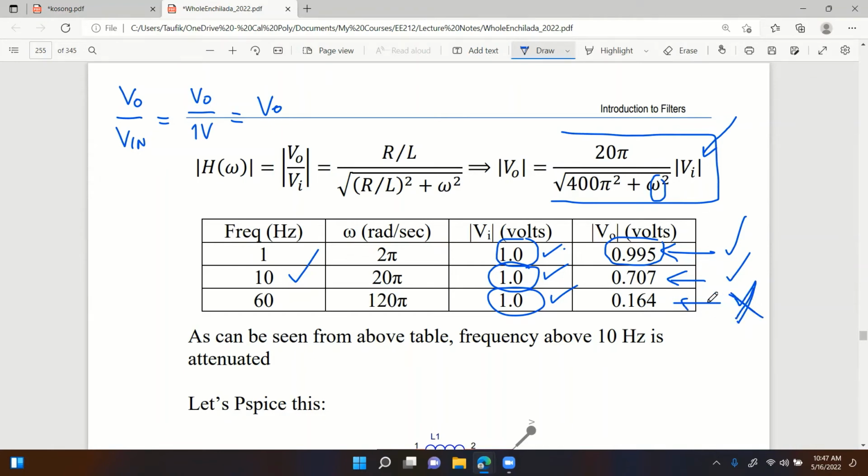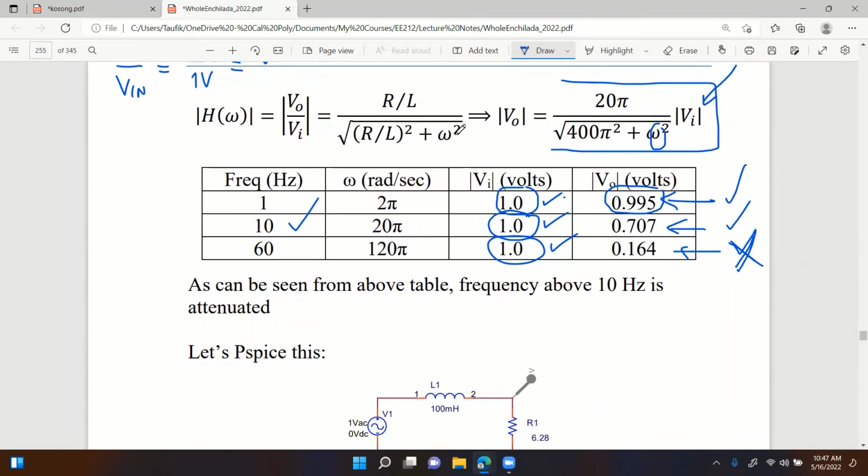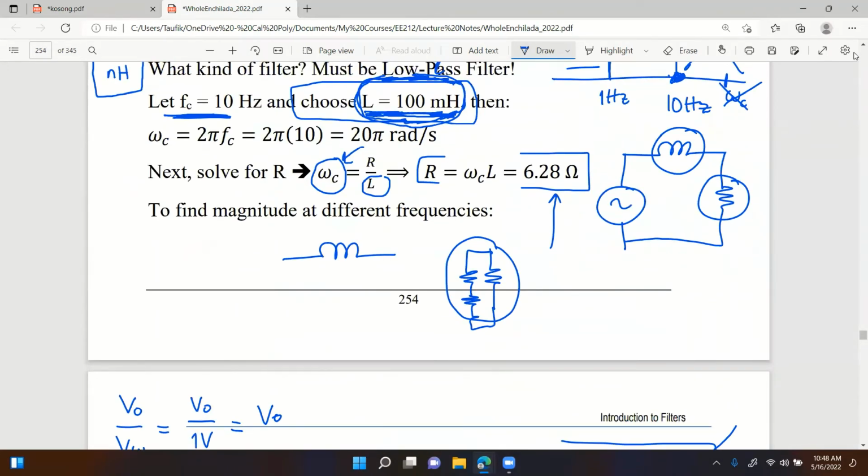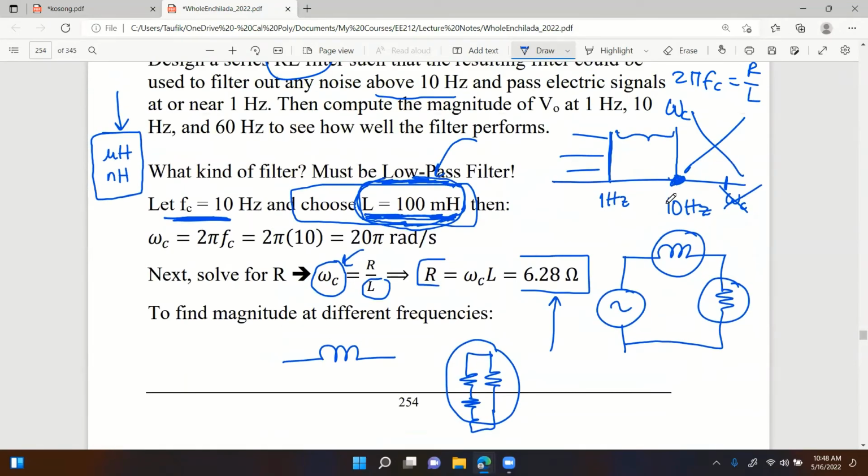Okay. We basically block that signal. The gain is very, very low. So you can see that the filter performs well, right, if you pick omega C to be at 10 hertz. Can you make it better? Yes, you can make it better if you perhaps pick omega C in between 1 hertz and 10 hertz. Let's say, I don't know, 5 hertz or something like that.